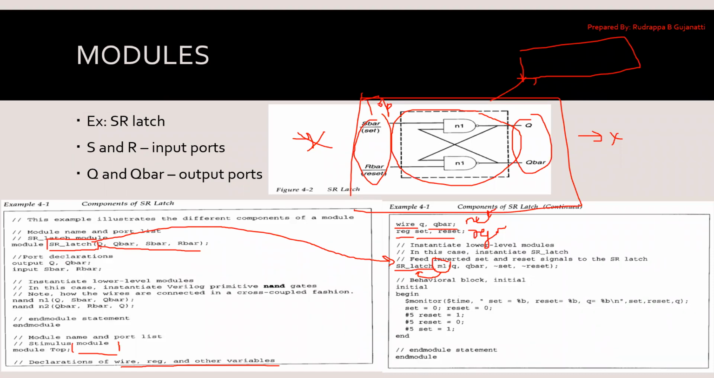And what are the parameters you have to pass? You have to pass the port list or the terminal list: Q, Q bar, S bar, and R bar. We have declared these things here, so I'll be using those Q, Q bar, set. Since we have specified set and reset, and it is expecting S bar and R bar, we'll be negating those and sending them. That is, I'll be taking the inversion. This is set bar, this is reset bar, and that will be passed over here.